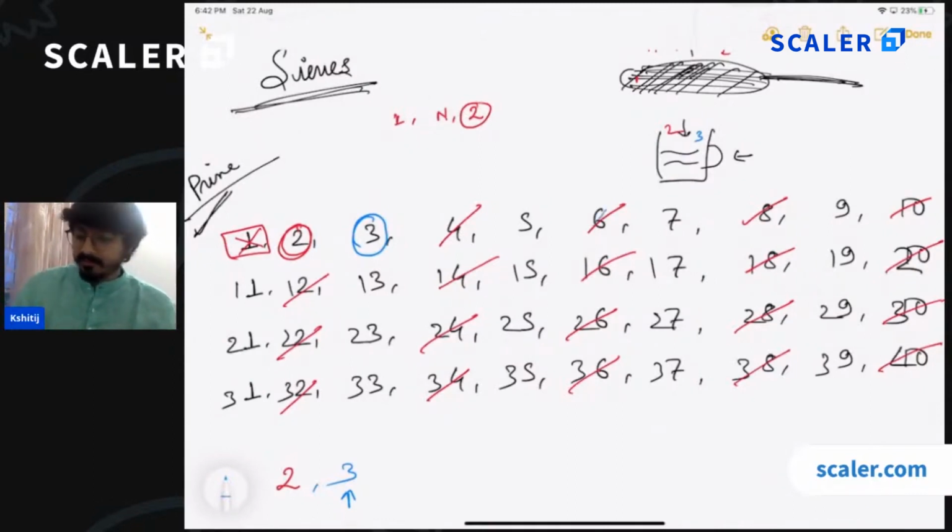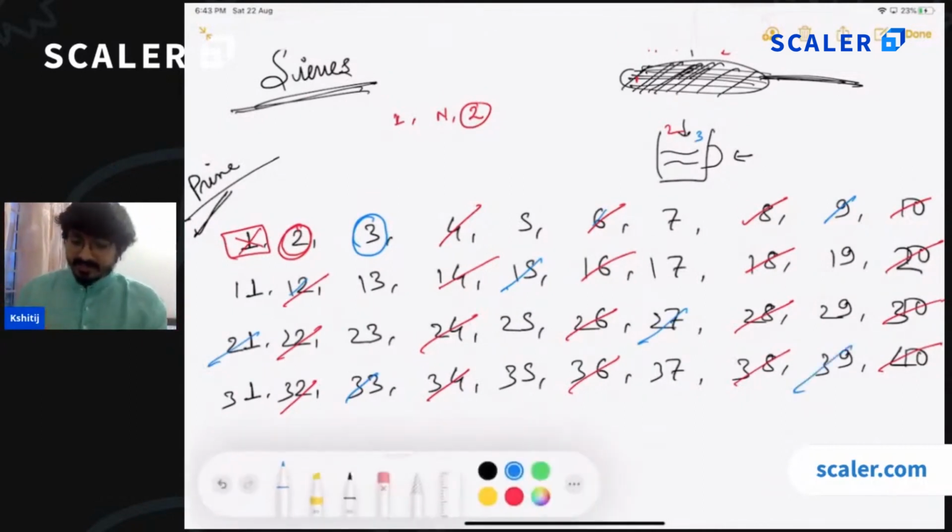6 has already been removed. Then we remove 9. 12 has already been removed. We remove 15. 18 is already gone, right? And then 21. 24 is gone. 27. And then 33. 36 is already gone. Then 39. Now, which number is the next available number in this list?